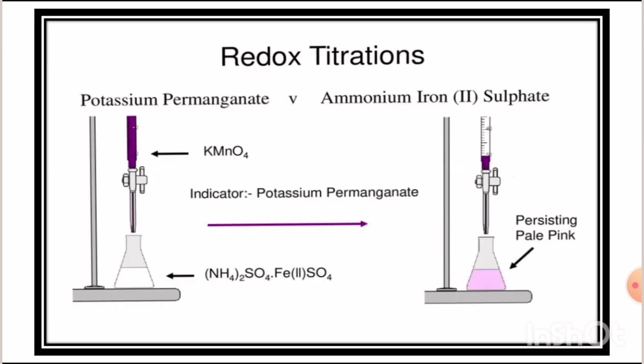This is the picture showing redox titration between potassium permanganate and ferrous ammonium sulfate solution. Here, the burette contains KMnO4, which acts as a self-indicator, where the conical flask contains ferrous ammonium sulfate solution. After adding KMnO4 solution, the ferrous ammonium sulfate solution becomes pale pink in color.